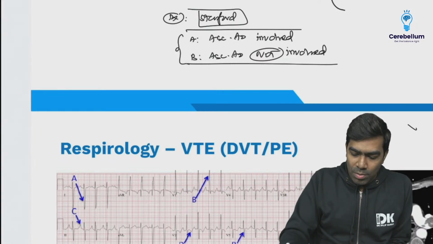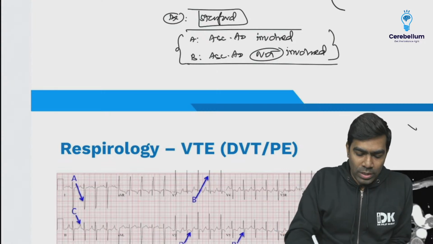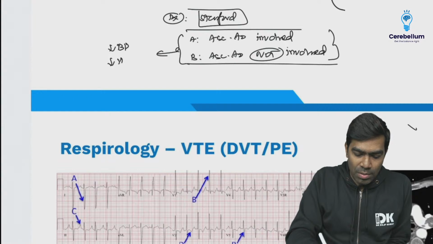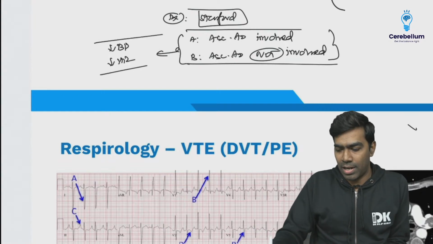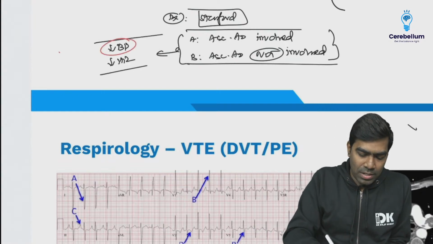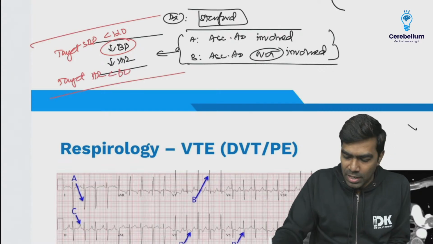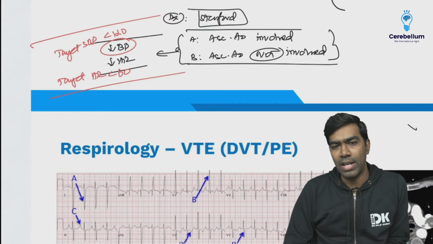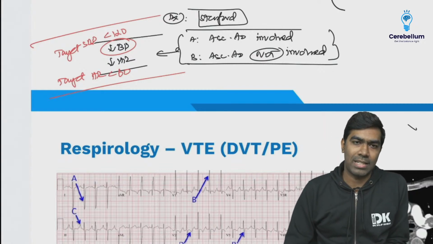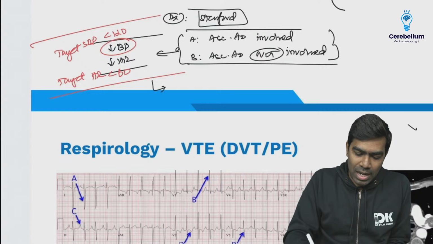So what about the treatment? In both these patients, the primary treatment is reducing the BP and reducing the heart rate. The target systolic blood pressure will be less than 120 millimeters of mercury, and the target heart rate in a patient with aortic dissection will be less than 60 beats per minute. I'll repeat, target SBP will be less than 120 and target heart rate will be less than 60, and both of these things can be achieved by IV beta blockers.